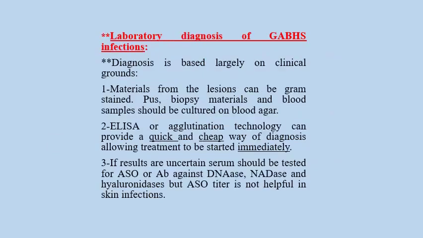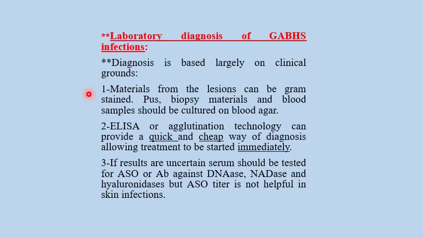Laboratory diagnosis of group A beta hemolytic streptococcal infections. Diagnosis is based largely on clinical grounds. يعني على السيمتومز زي ما شفنا السيمتومز can be very clear. ممكن مجرد بالسيمتومز بالclinical examination we can know the disease. But of course we need many times to do the laboratory diagnosis. First, the materials from the lesion can be gram stained. Pus and biopsy materials and blood samples should be cultured, of course, on blood agar زي ما اتفقنا. We need enriched media to grow this organism.